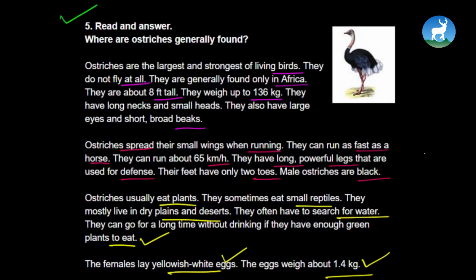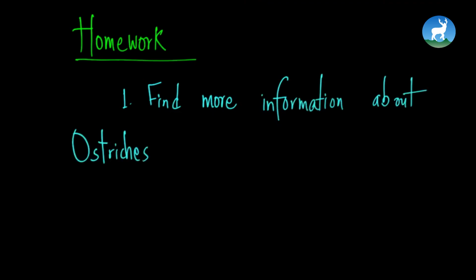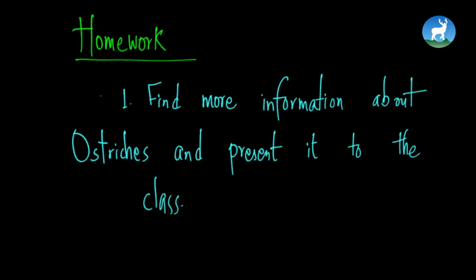Now it's time for me to give you some homework. Your homework is going to be pretty simple. All you have to do is find more information about ostriches and present it to the class. And how can you do that? You can either go to the library and flip through the encyclopedia, or you can go to Google and find more information about ostriches. So there are 2 ways: either the internet or the library, right?